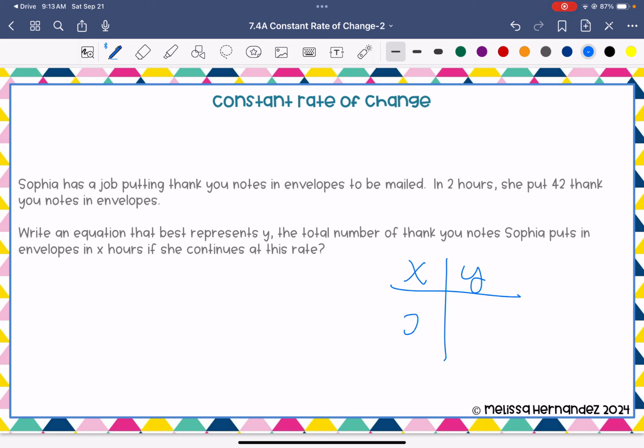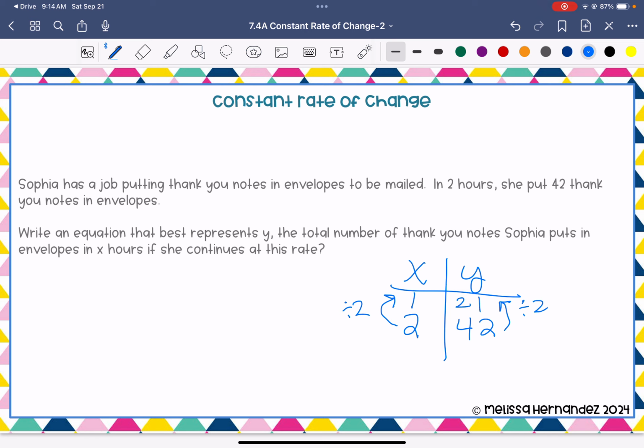So I got 2 hours to 42 thank you notes. So I need to know what 1 is. I'm going to put a 1 right above 2 and then go, well, how did 2 become 1? Well, you divided it by 2 because it's half. We don't add or subtract, we multiply or divide. So since I divided 2 by 2 to get 1, which is half, now I need to know what's half of 42, which is 21.